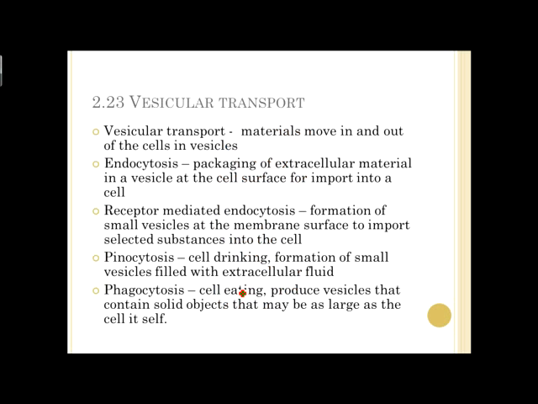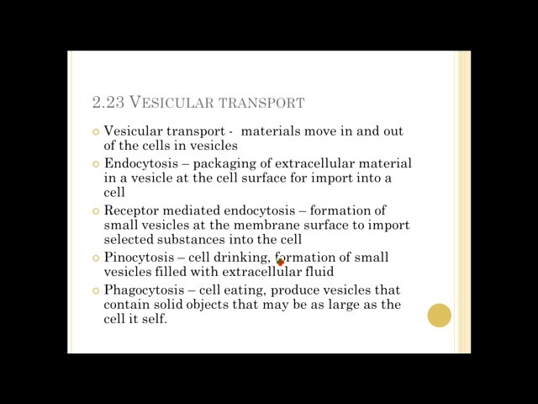Vesicular transport. Material movement in and out of the cells in vesicles. Endocytosis, endo and cyte: packaging of extracellular material in a vesicle at the cell surface for import into the cell. We have receptor-mediated endocytosis, formation of small vesicles at the membrane surface to import selected substances into the cell. An example of this would be iron brought into the cell.